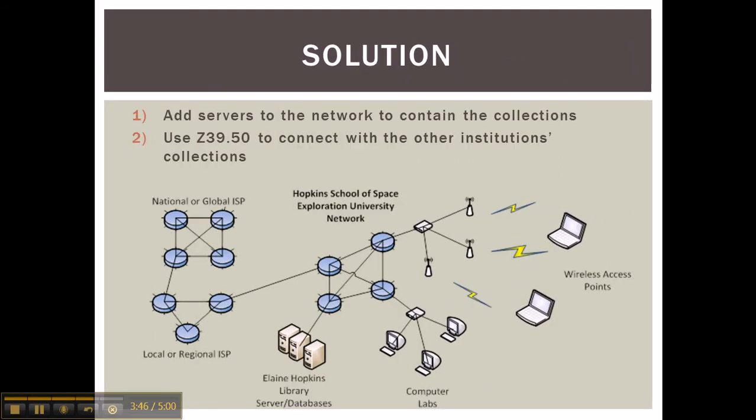So here's the solution for their network. It's pretty straightforward. They just add some servers so that they can move the collections from the computer labs onto the servers. It'll be more secure, and they can allow for the collections to develop over time. And then they are able to connect more easily to the other institutions using the protocol in order to create the digital library.